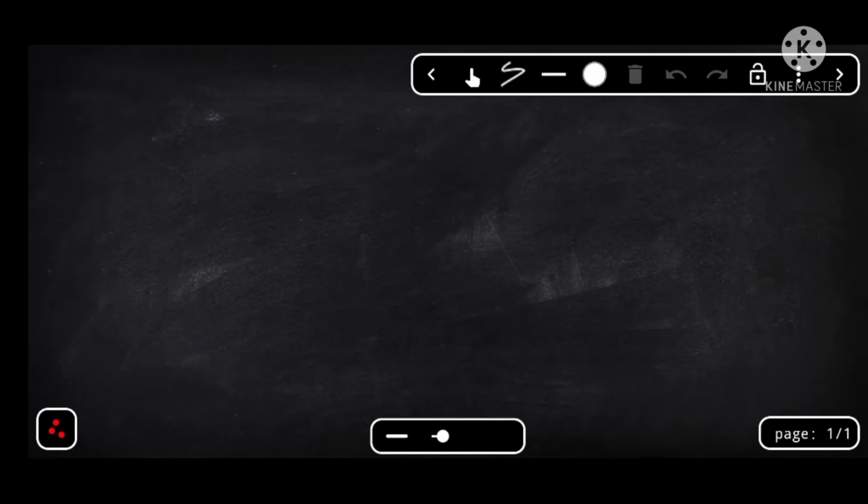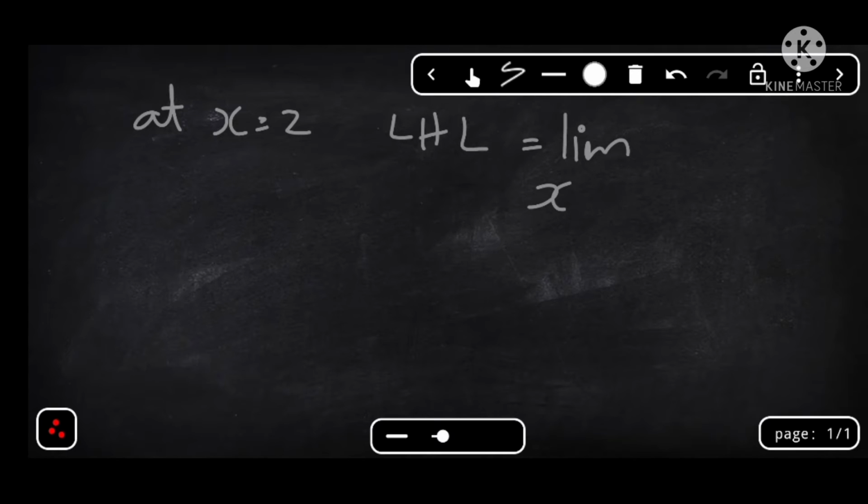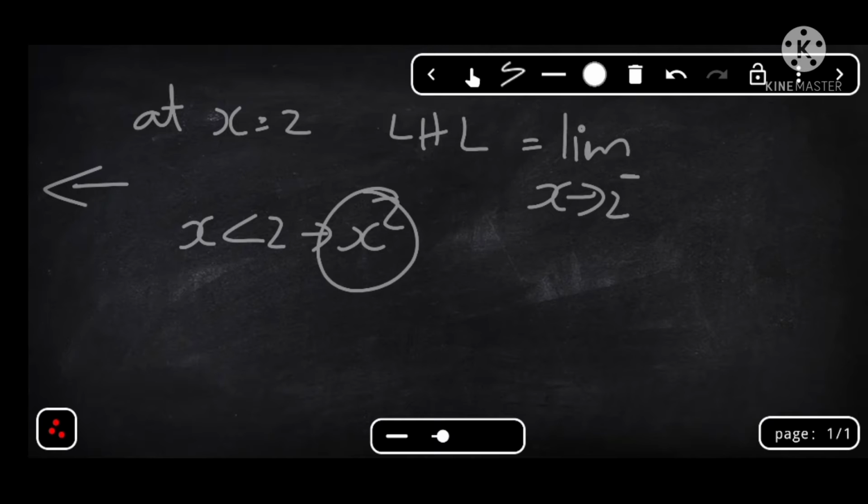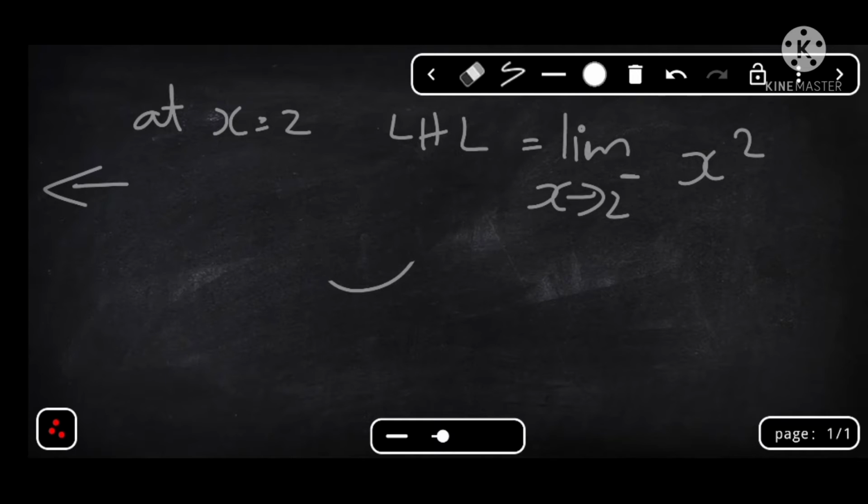So we know that for LHL at x equal to 2, LHL equals limit x tends to 2 minus, LHL means towards left. Okay, so that will be 2 minus. For 2 minus, we are given that if x is less than 2, our function is x square. Now for that case, what do we usually substitute?